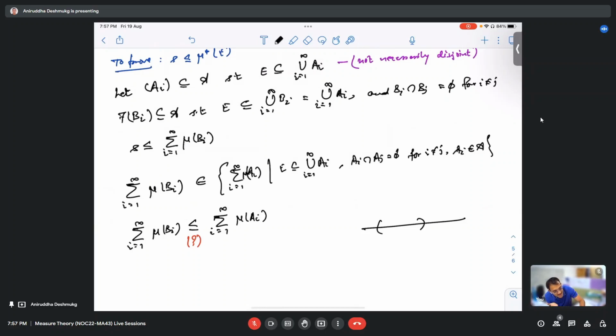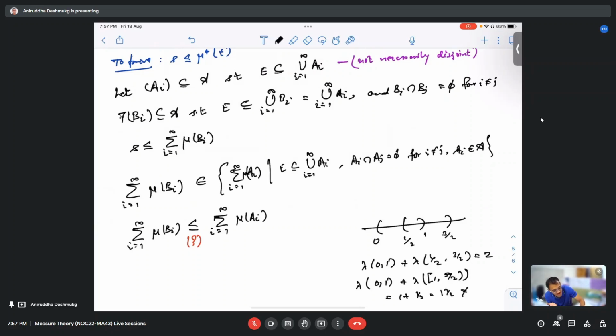Just look at these two intervals. Suppose (0, 1) and (1/2, 3/2). Then the summation of this, basically the length of (0, 1) plus the length of (1/2, 3/2), is equal to 2. But now if I want to write it like this, then it becomes the length of (0, 1) plus the length of (1, 3/2), which is not 2, which is just 1 plus 1/2, which is 1 and a half, right? So in general, they are not equal. But at least, can I say that it is less than or equal to?